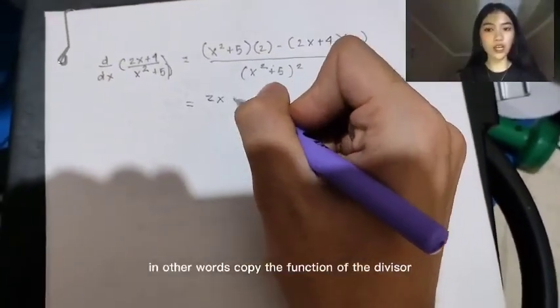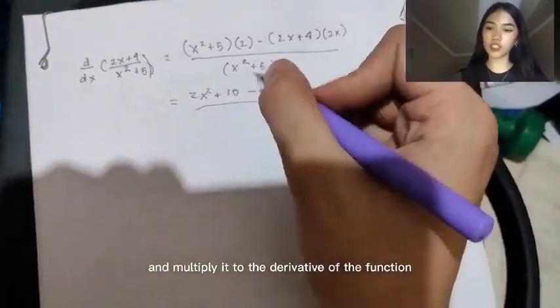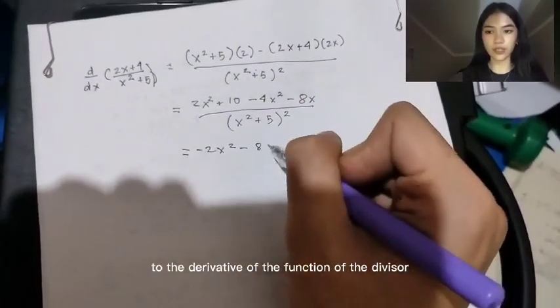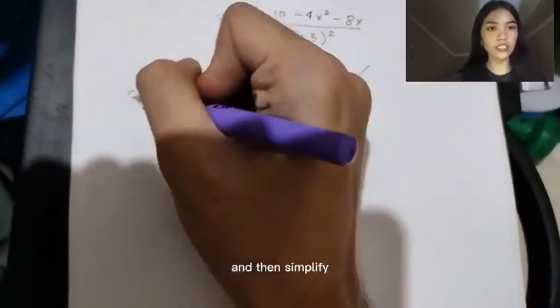In other words, copy the function of the divisor and multiply it to the derivative of the function of the dividend. Subtract it to the derivative of the function of the divisor and multiply it to the function of the dividend, and then simplify.